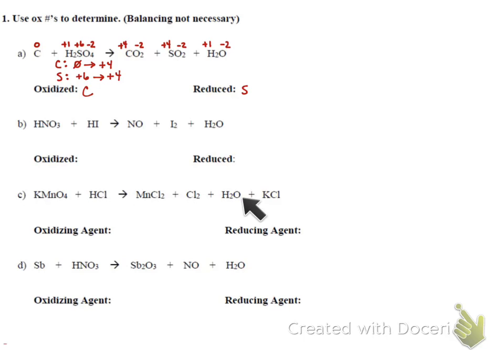Figure out which elements are changing. Notice that there's lots and lots of chlorines in this reaction. If the chlorine doesn't change, we actually ignore it. We only focus on the one change that happens. The rest of them don't matter. So figure out what gets oxidized and reduced, and then figure out what is the oxidizing agent and the reducing agent. Remember that the oxidizing agent gets reduced, and the reducing agent is the element that gets oxidized. Go through and work through it, and then turn it back on and check your work.